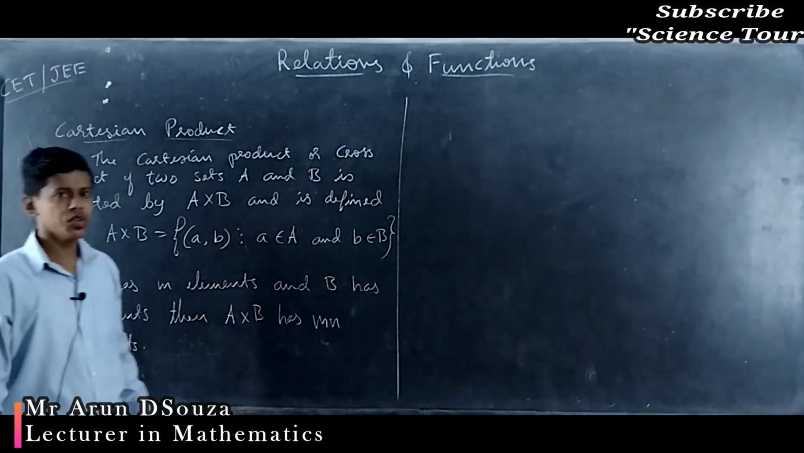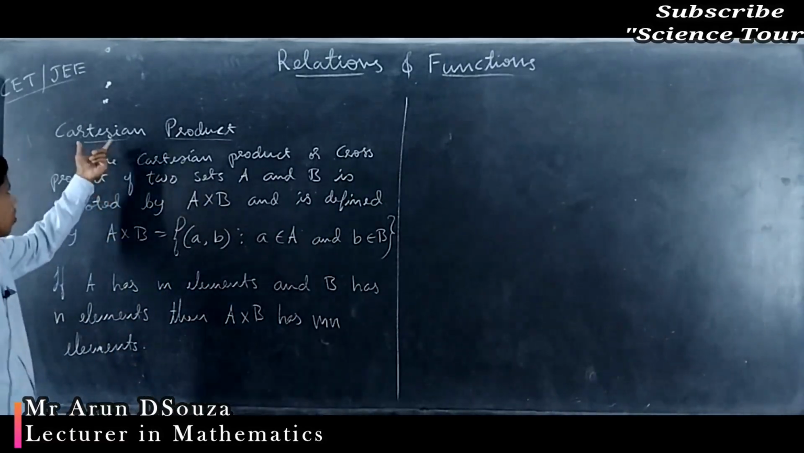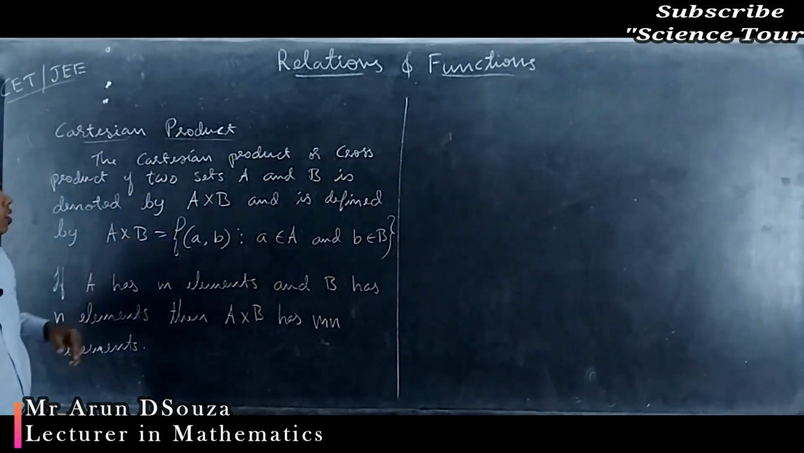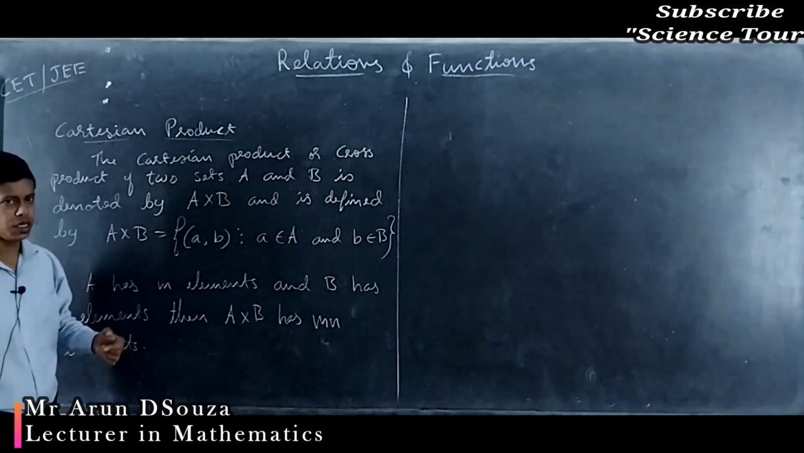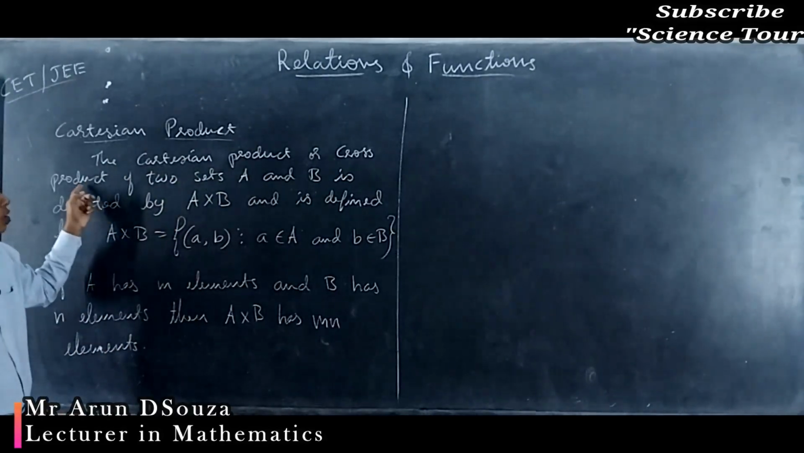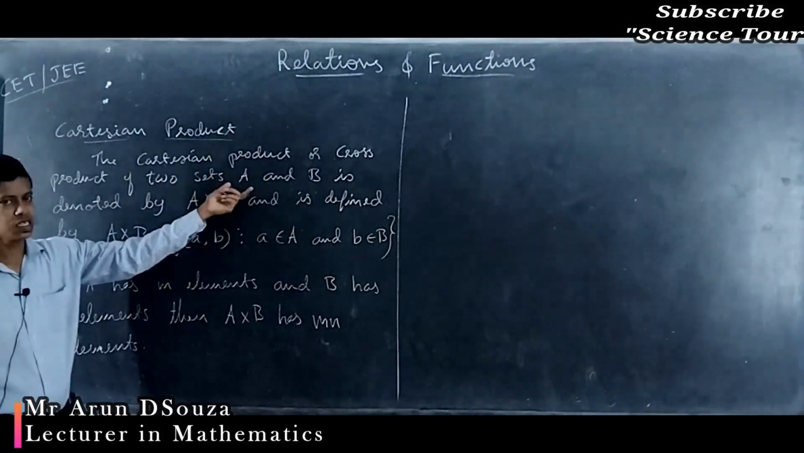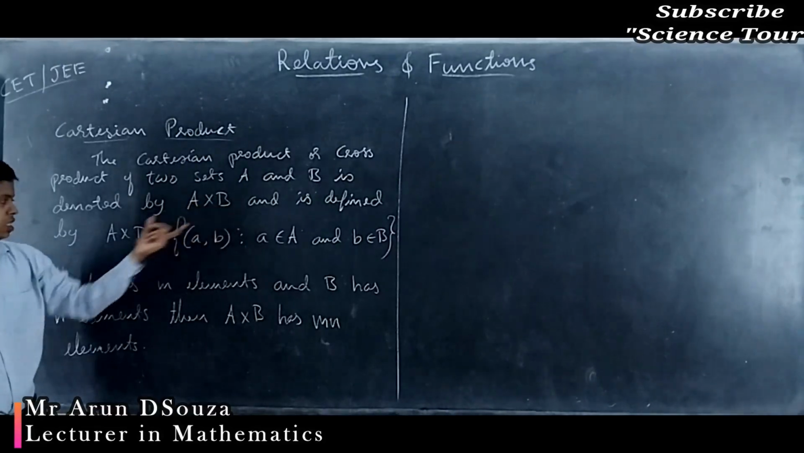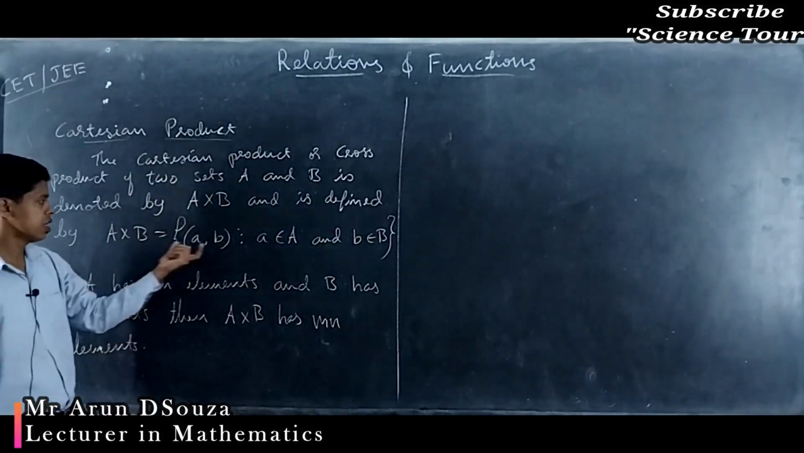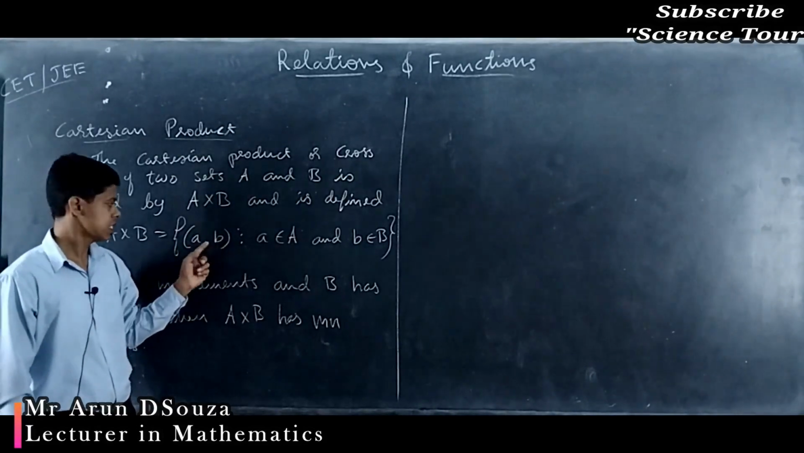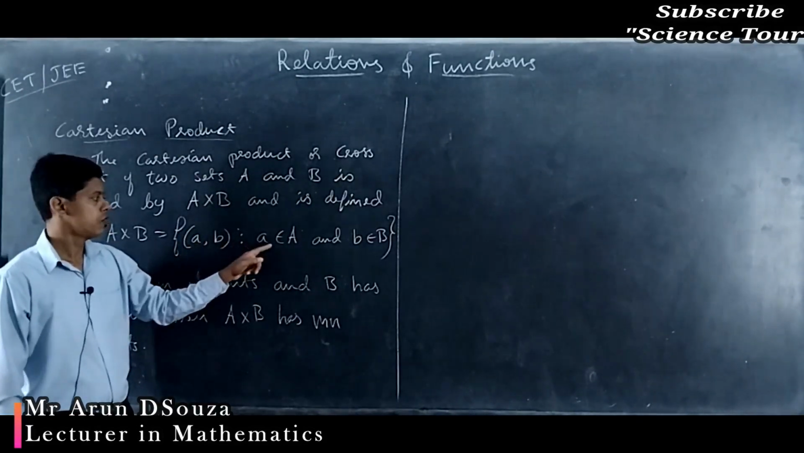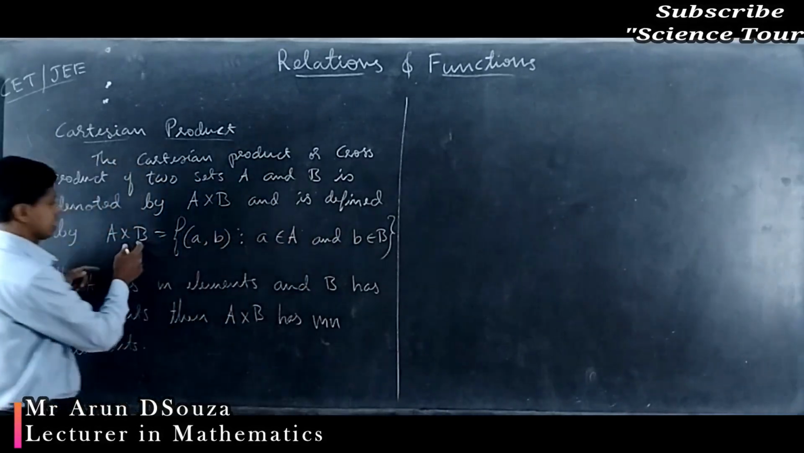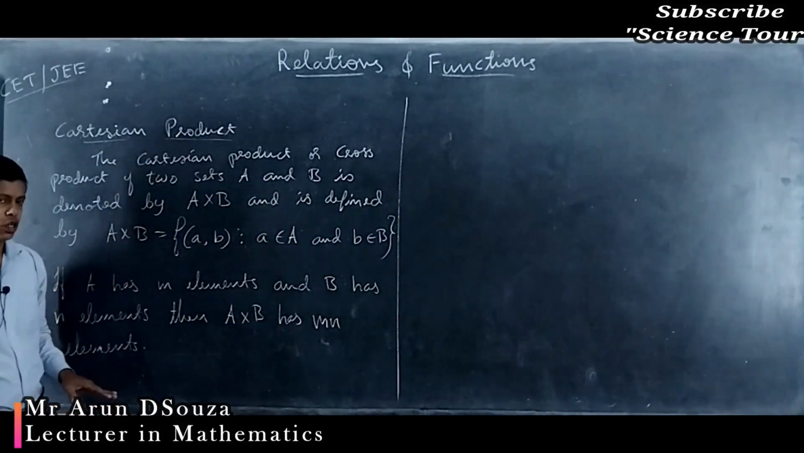Before we go into relations, we must understand the meaning of Cartesian product, also called cross product. If you have two sets A and B, then the Cartesian product of the sets A and B is denoted by A cross B. This is the notation, and it is defined as the set of all ordered pairs (a, b), where a belongs to the first set and b belongs to the second set. That is A cross B.